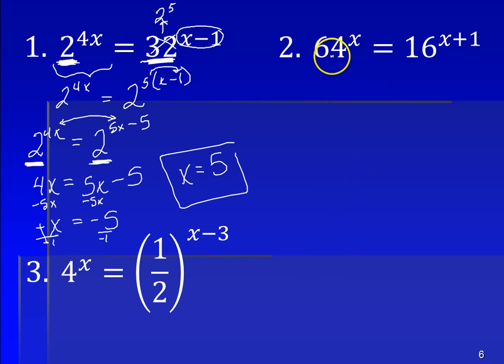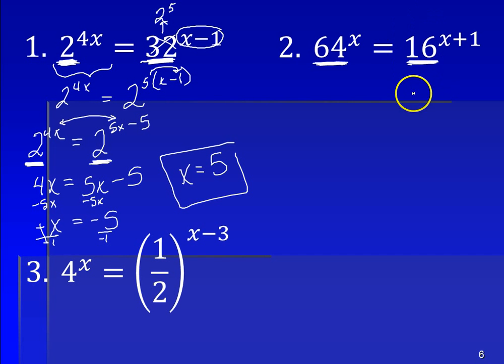Okay, let's look at the next one. 64 and 16. Ooh, a little bit more difficult. Okay, first question. Can 64 turn into 16? 16 squared is a lot bigger than 64, okay? So that's the first trigger in your head. That's not going to work.